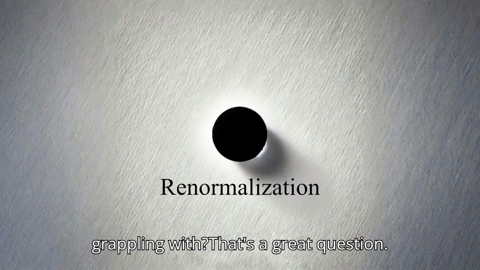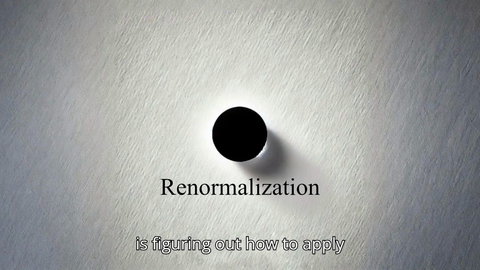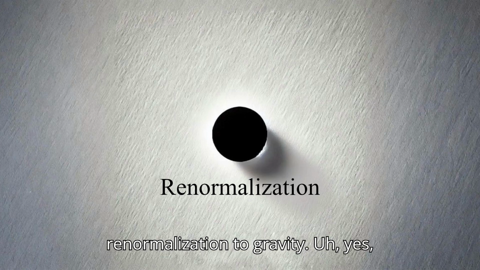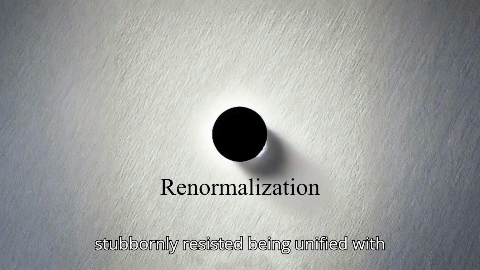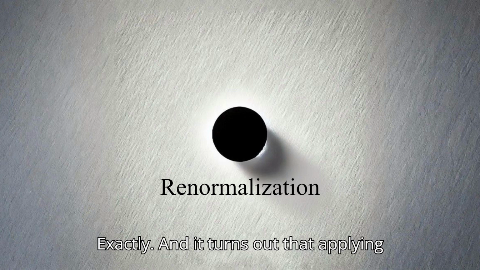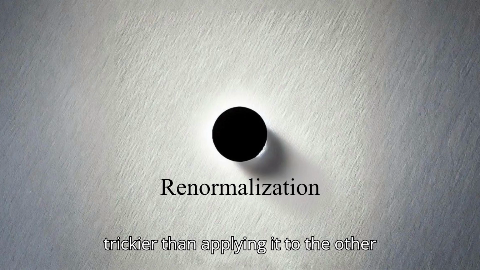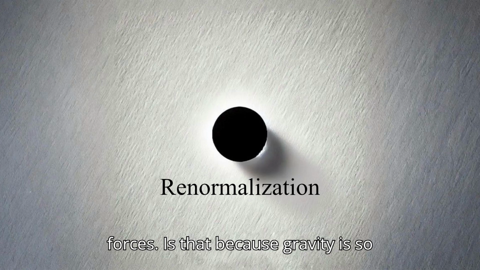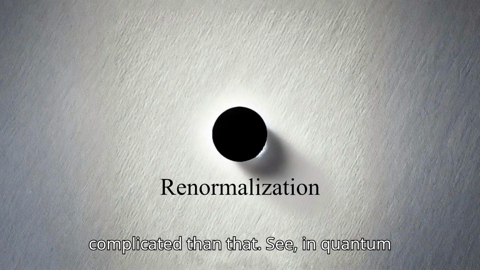That's a great question. One of the biggest challenges right now is figuring out how to apply renormalization to gravity. Yes, gravity. That's the one force that has stubbornly resisted being unified with the other forces in the standard model. Exactly. And it turns out that applying renormalization to gravity is a lot trickier than applying it to the other forces. Is that because gravity is so much weaker than the other forces? Well, that's part of it, but it's more complicated than that.